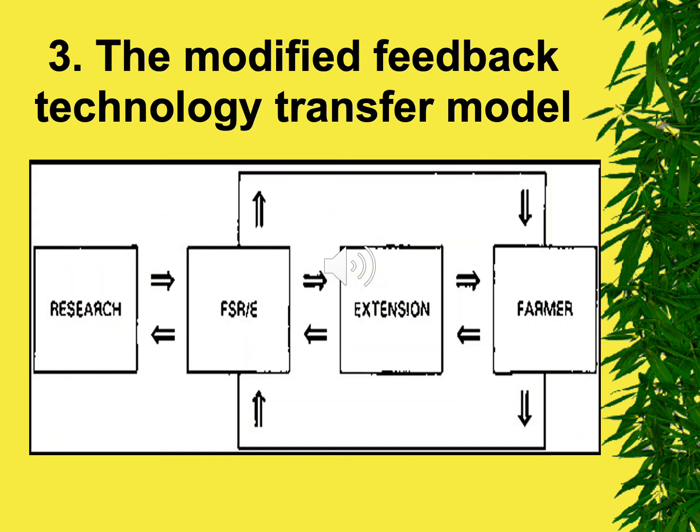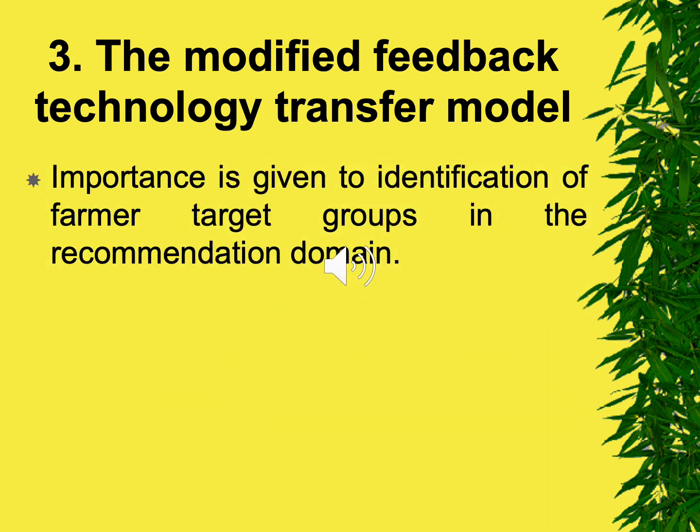Our first transfer of technology model was the top-down transfer technology model, and it has a modified version, that is the third model, the modified feedback technology transfer model. In the modified feedback transfer technology model, the importance is given to identification of farmer target groups in the recommendation domain.